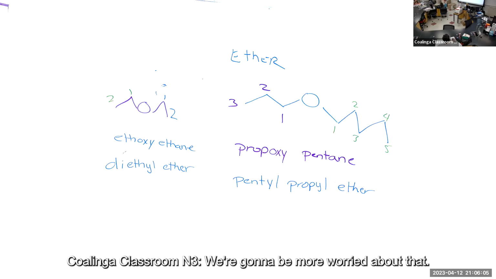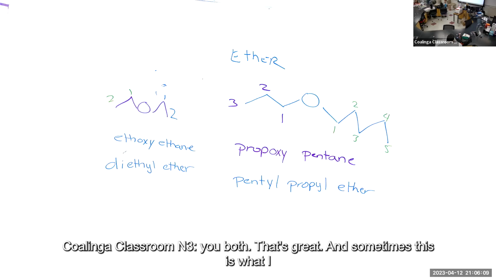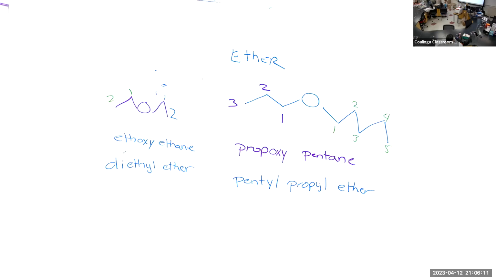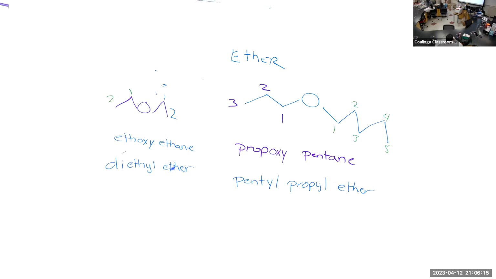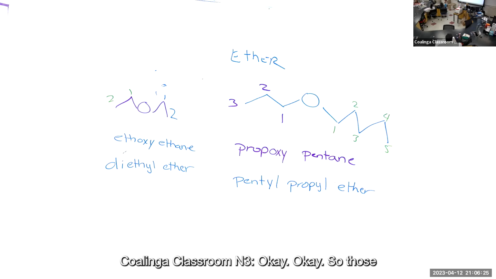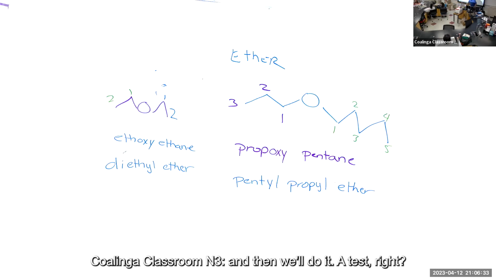We're going to be more worried about the IUPAC. If you can do both, that's great, because sometimes this is what happens. Like I said, this is what you see most commonly. Hardly ever see this. Okay, so those would be ethers. Let's move forward, and then we'll do a test run.